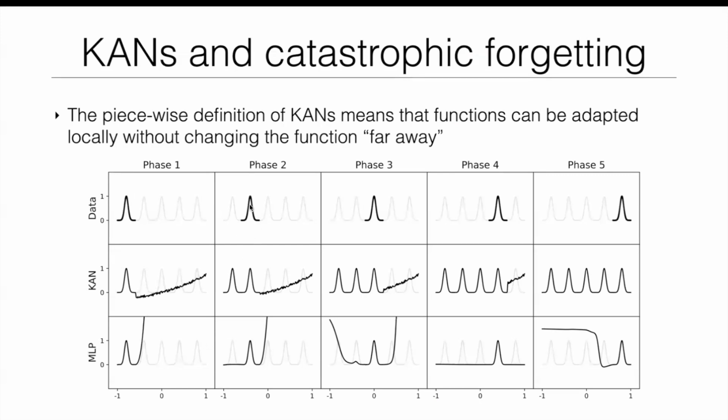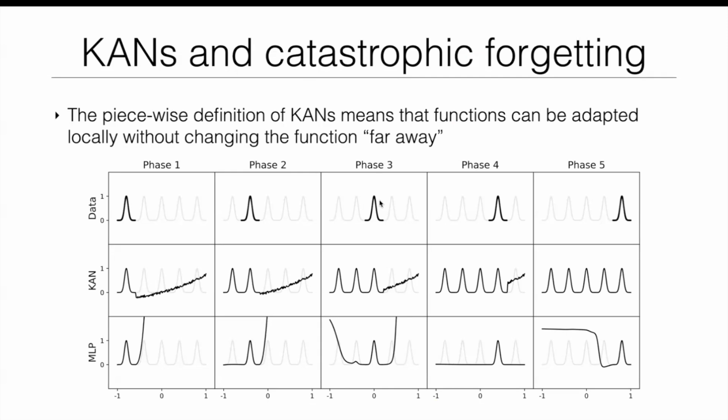Then I train it for a while with just input from here. The KAN just learns, since it's this locally defined thing, it just learns this. The neural network learns to predict this peak now, but it forgets what it had learned here. And outside of things it has ever seen, it's just doing whatever.